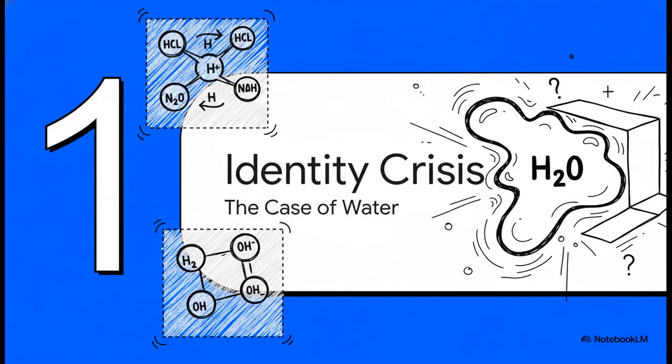So, to really get a handle on water's whole identity issue, we gotta take a step back and see how chemists like to sort things. They love putting chemicals into nice, neat little boxes, these two main camps. But here's the thing about water: it just refuses to pick a side.